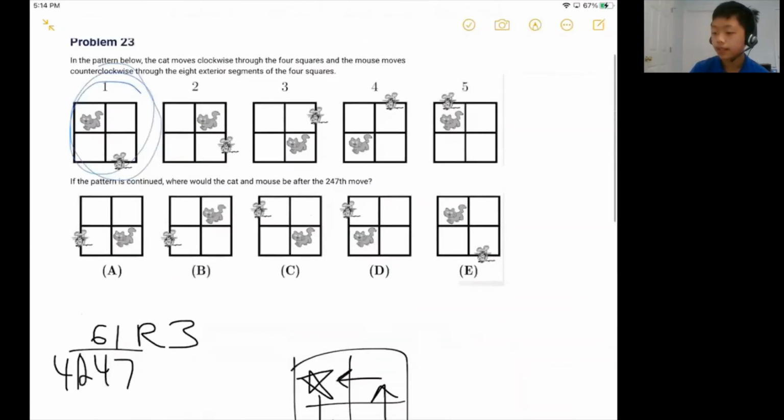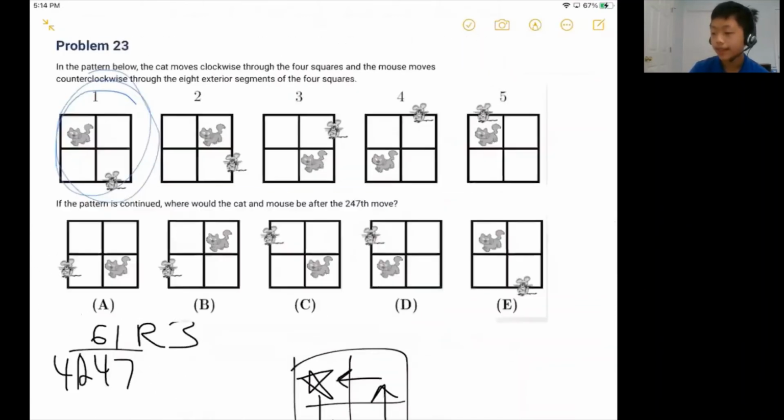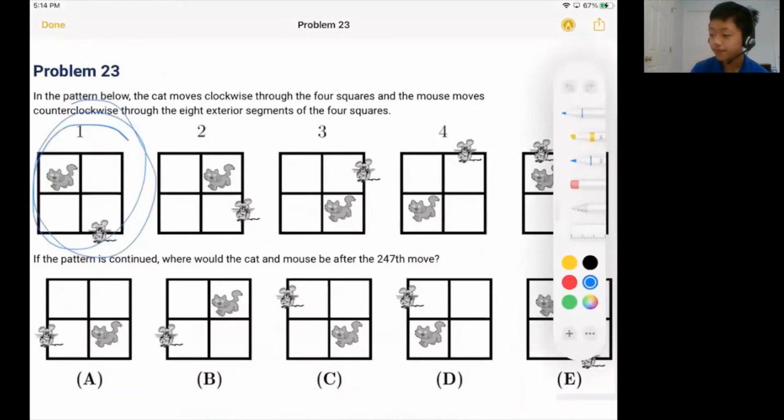The mouse starts out at this segment here. Remember that counts as move number 1. That does not count as move number 0. I think I might have said you count it as move number 0. Just ignore that. This counts as move number 1 for some reason. So if you notice that 247 divided by 8 gives 30 with a remainder of 7.